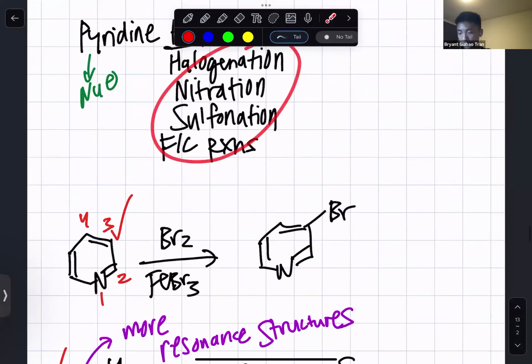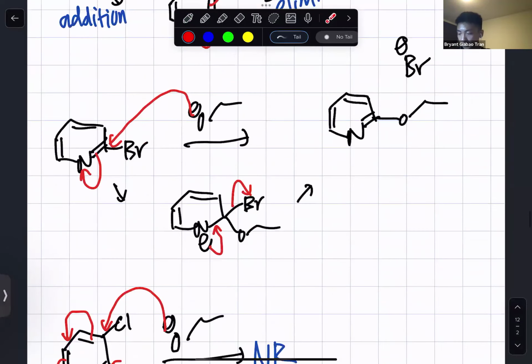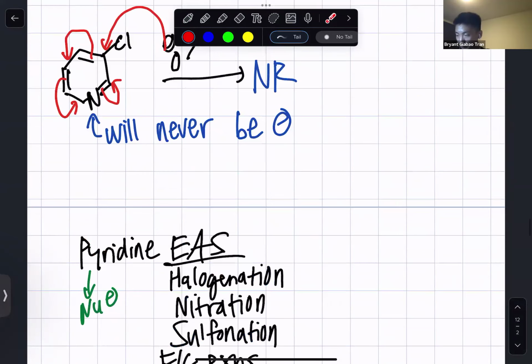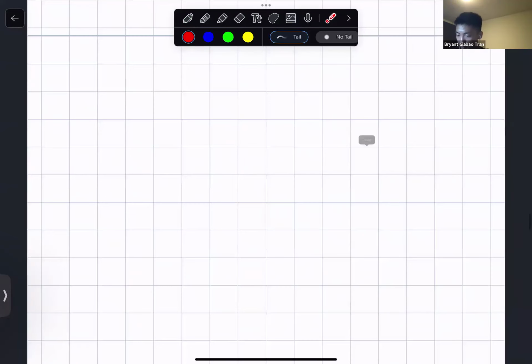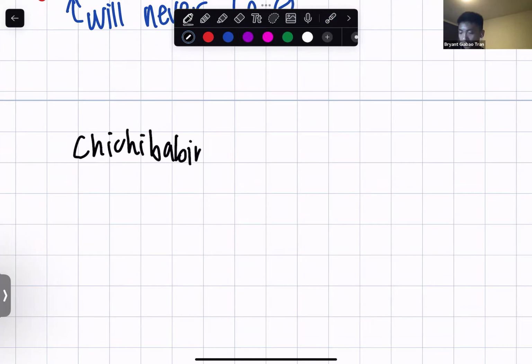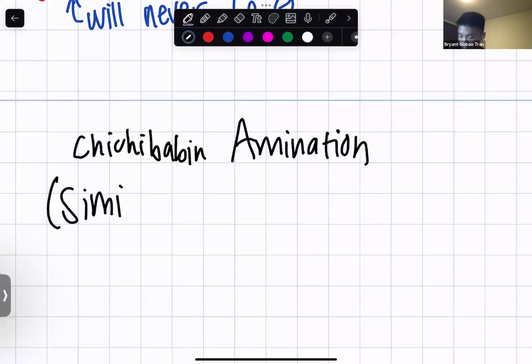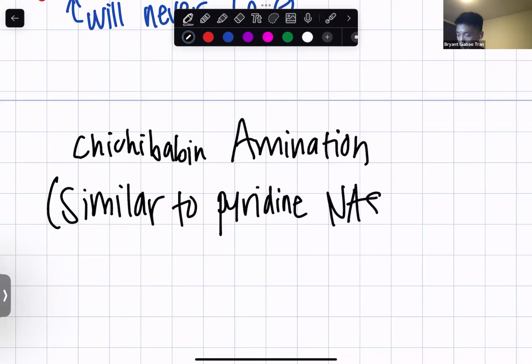There's one more thing that's very similar to the NAS on pyridine. It's the Chichibabin amination. This one here is similar to pyridine NAS.